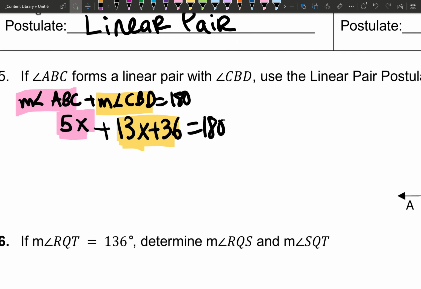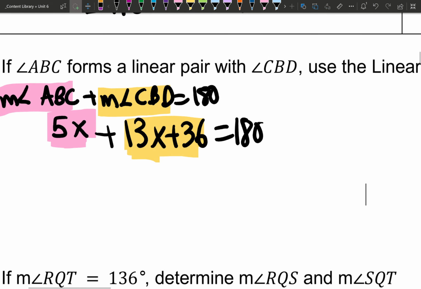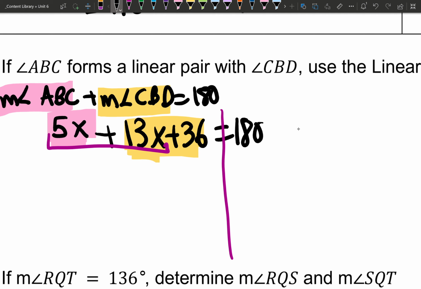Beautiful. Okay, so let's start by drawing a line down the equal sign. I like doing that when we solve equations. Next, take a look at the left side. Do you see any like terms we can combine? Hopefully you notice that we can combine 5x and 13x because they're both x's. Well, what's 5x's plus 13x's?